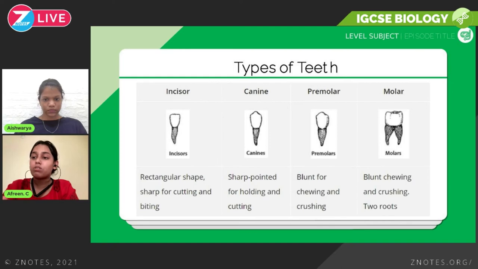And there's the premolar. Premolar and the molar are pretty much the same. They're blunt, and they're used for chewing food. However, the premolar has 1 root, while the molar teeth have 2 roots.